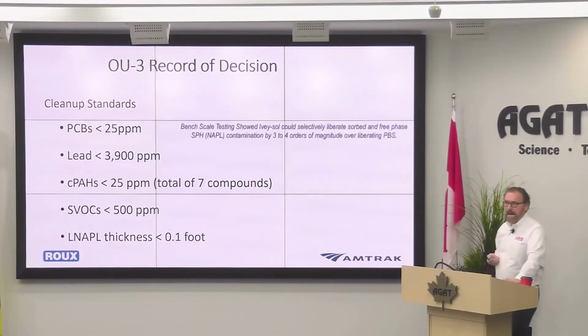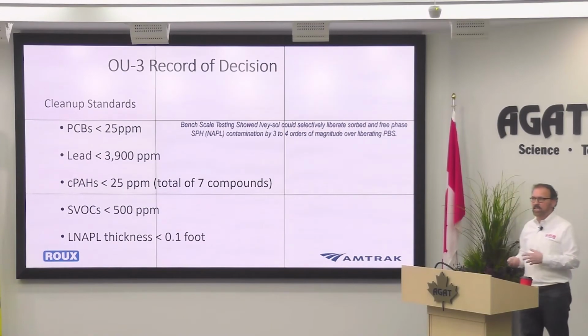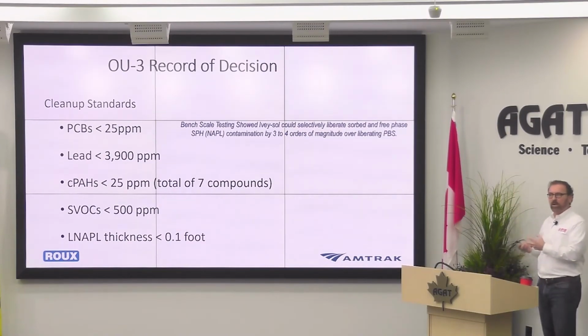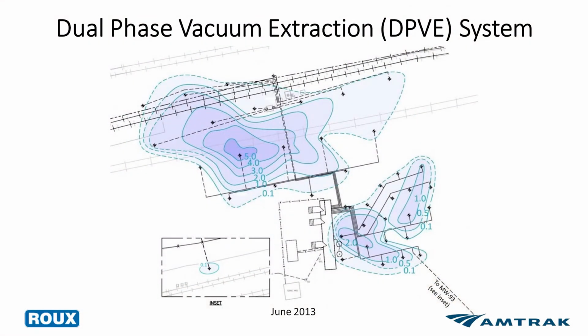So our goal was to get that NAPL out, but we made sure during our bench scale testing, by 3 orders of magnitude, we were liberating the petroleum hydrocarbons, not liberating the PCBs, which was pretty critical.